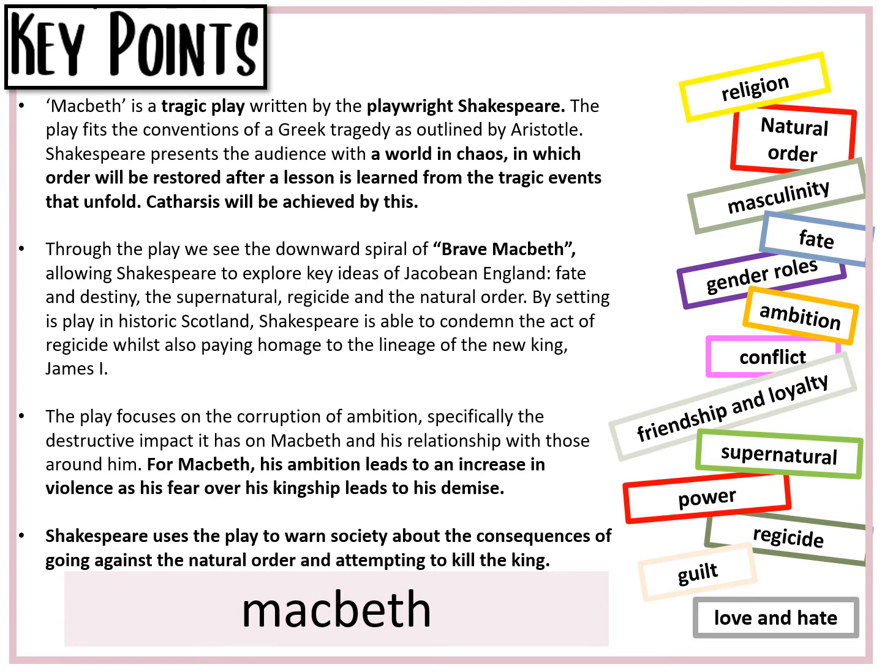The disruption in the play is due to the fact that Macbeth kills the king, and therefore his act of regicide disrupts the natural order. It's only through his death at the end of the play that catharsis can be received by the audience. Through the play we see the downward spiral of brave Macbeth. This allows Shakespeare to explore his key ideas of Jacobean England.